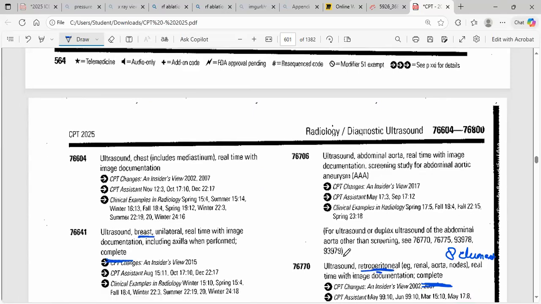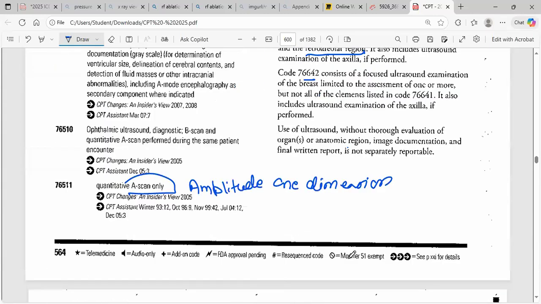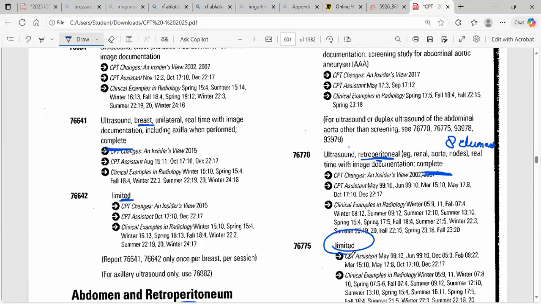Is everyone clear on the difference between limited and complete? For the diagnostic ultrasound, you have to make sure that you calculate the regions. You will see how many areas have been visualized. Then only can you determine whether it is complete or limited. Any questions so far? Any questions, any doubts in complete and limited? No, ma'am. Okay.